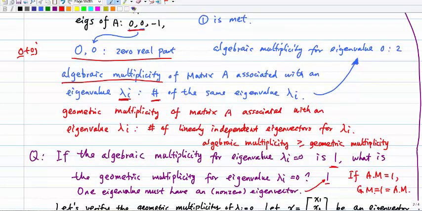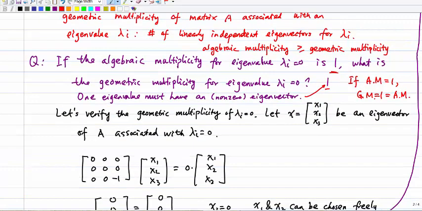To do that, we just need to compute it, right? Because we have to calculate the eigenvectors. Otherwise, we don't know how many linearly independent ones we can find. Now let's verify the geometric multiplicity for the eigenvalue lambda_i, which is 0. Here, let's assume x = (x1, x2, x3) is a vector which is an eigenvector of matrix A associated with eigenvalue 0.